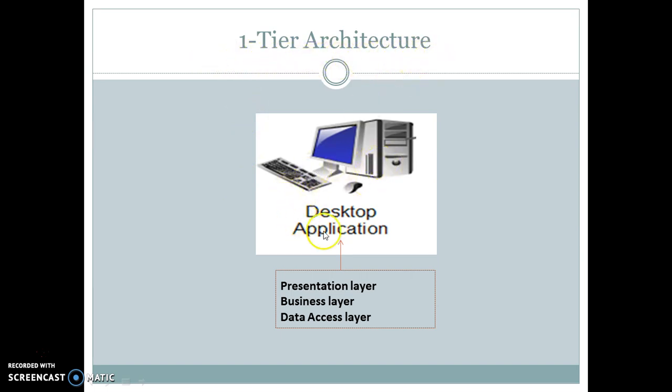In one-tier architecture, all the three layers, that is presentation layer, business layer, and data access layer, are present on one single machine. Now, pause this video for a minute and write down an example application of one-tier architecture. List down its advantages and disadvantages.